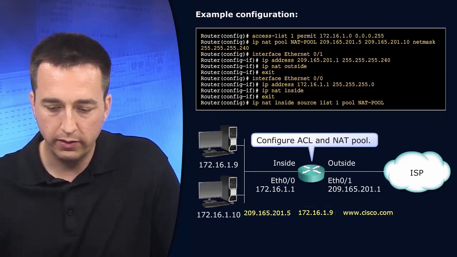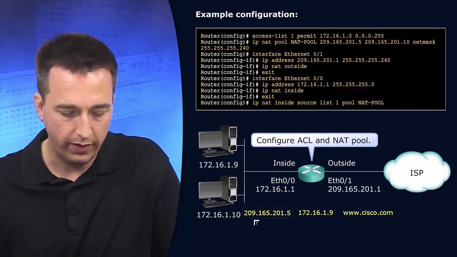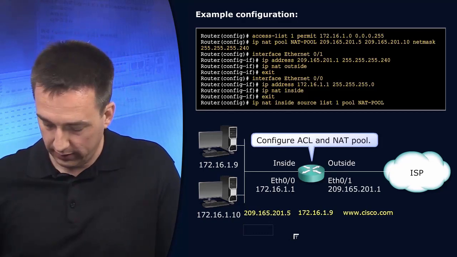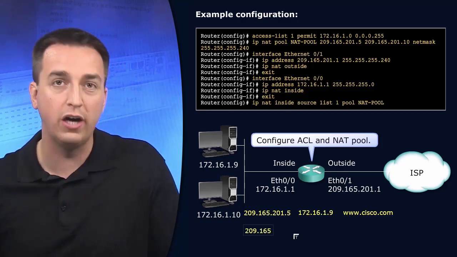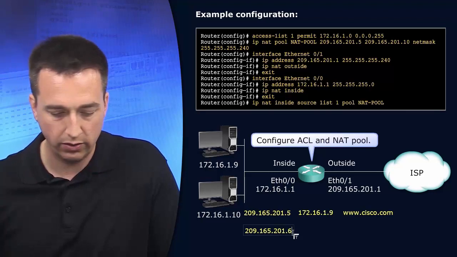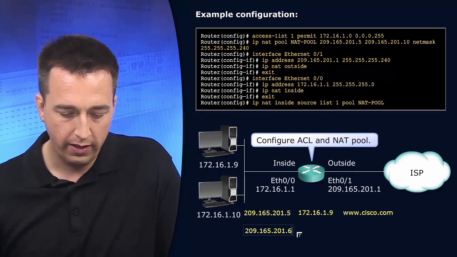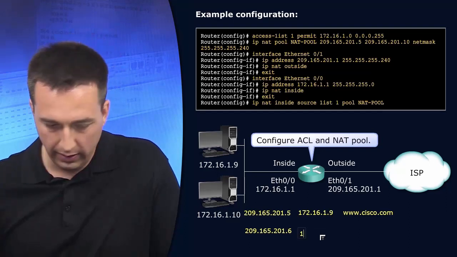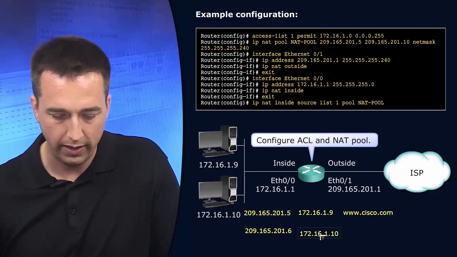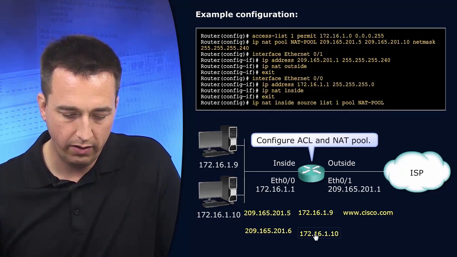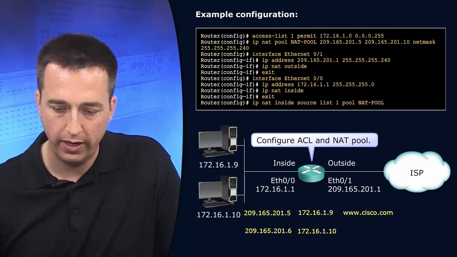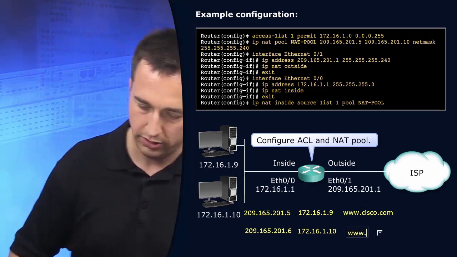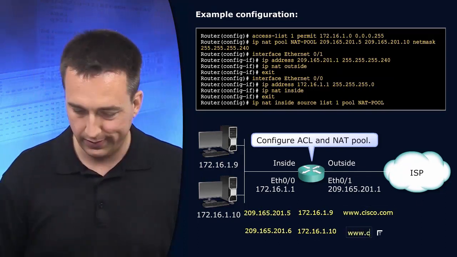And then what about the other device? 172.16.1.10. Well, in this case, it's being translated to 209.165.201.6. So the next address in the pool, and that would be the inside global address, followed by the inside local address of 1.10. And then who are they trying to reach? Let's say www.cisco.com again.